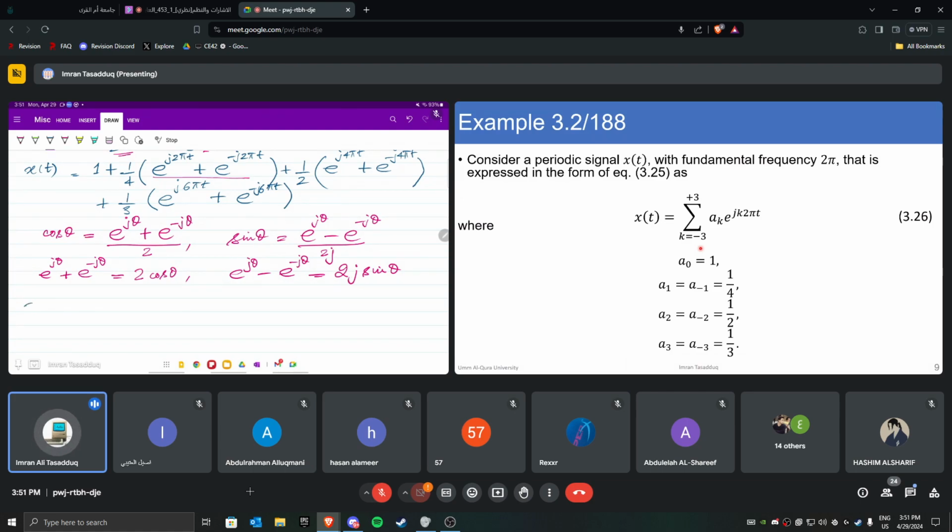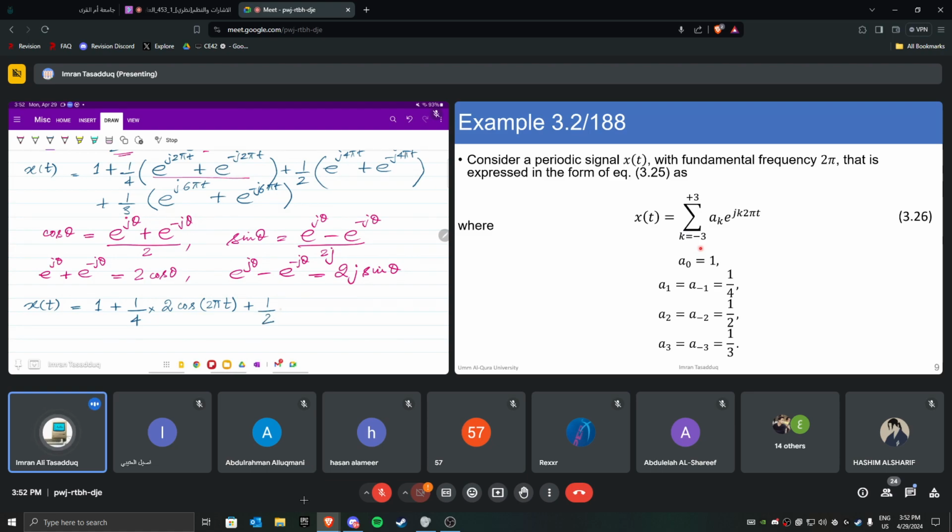So therefore, I can say that x of t is equal to 1 plus 1 by 4. Now theta in the first term is 2 pi t. Exactly. So it's going to be 1 by 4 multiplied by 2 into cosine of 2 pi t, plus half, and you can do the same thing for this one.